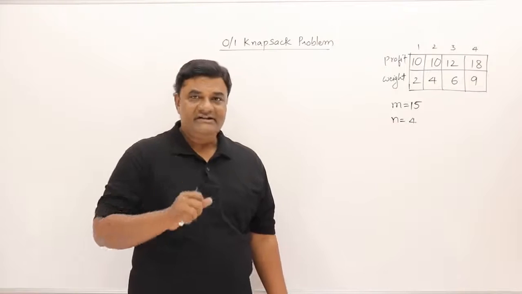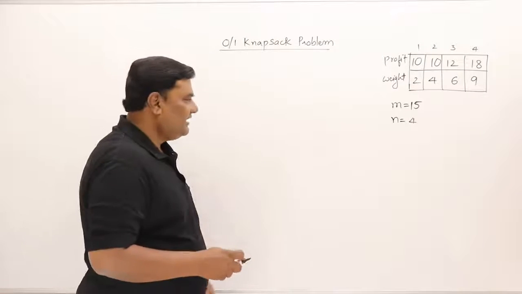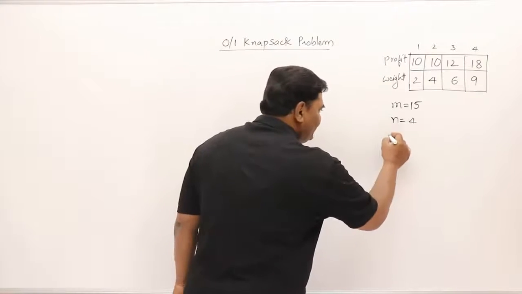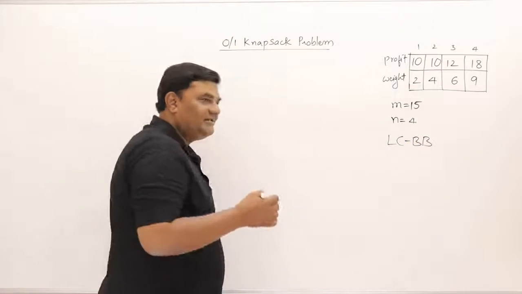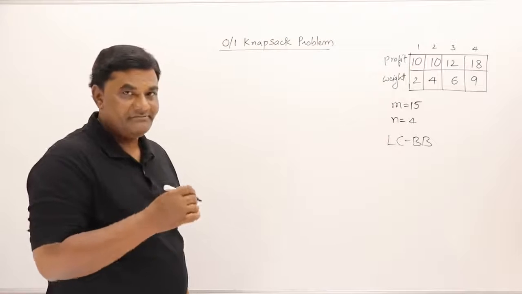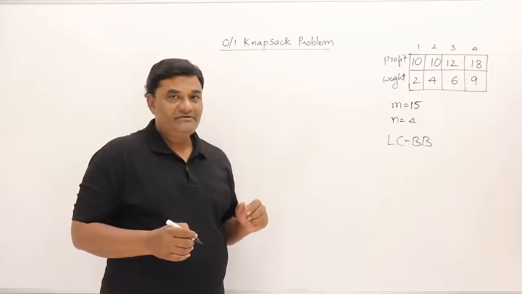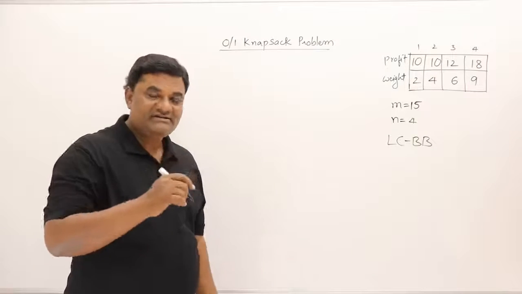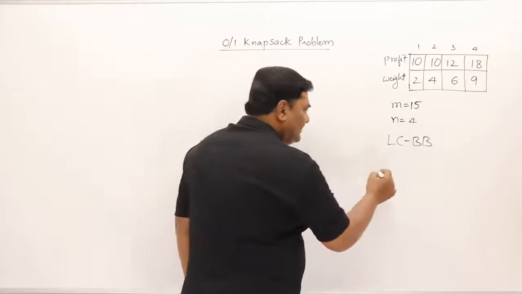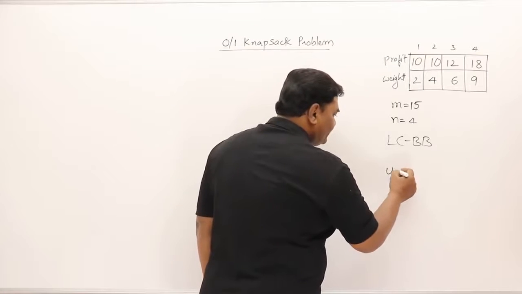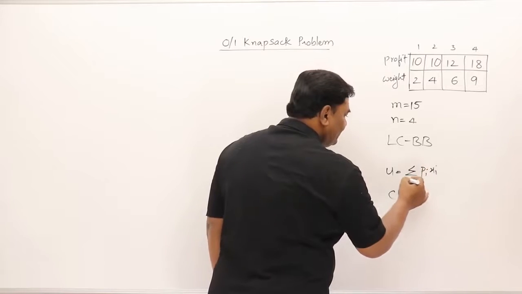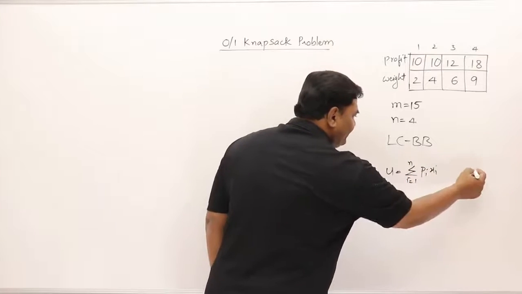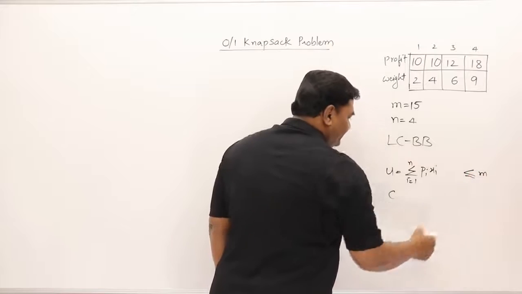So I'll generate a state space tree, and here I'll be using LC branch and bound. LC branch and bound means I'll always be exploring the node whose cost is minimum. Now, for solving it using branch and bound, for each node in the state space tree, we have to find out the upper bound and the cost. So we define upper bound as the sum of all the profits, where i takes values from 1 to n, but the total weight should be less than or equal to the capacity of the bag.